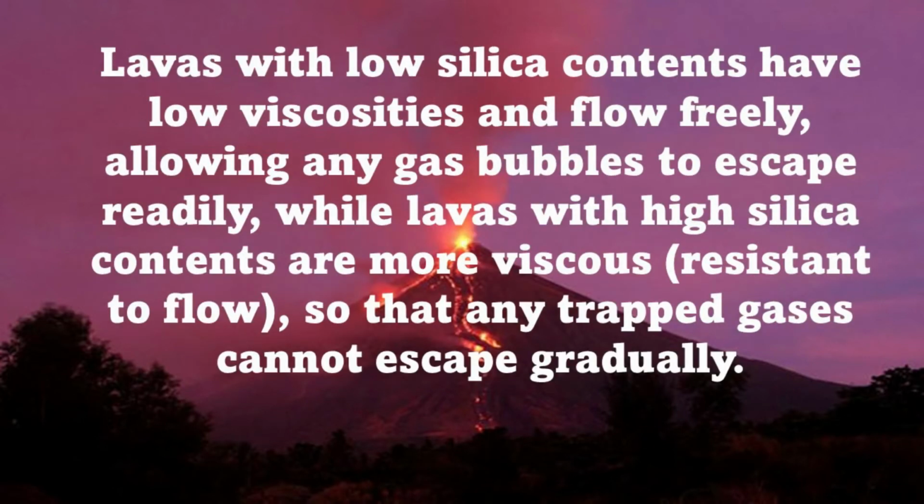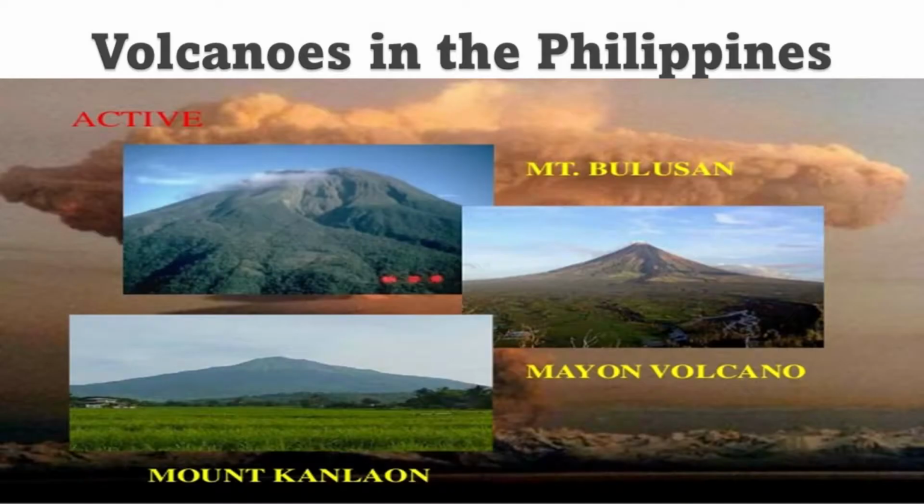Lavas with low silica contents have low viscosities and flow freely, allowing any gas bubbles to escape readily, while lavas with high silica contents are more viscous, meaning resistant to flow, so that any trapped gases cannot escape gradually. Here are some examples of volcanoes that can be found in the Philippines: Mount Bulusan, Mayon Volcano, and Mount Kanlaon.